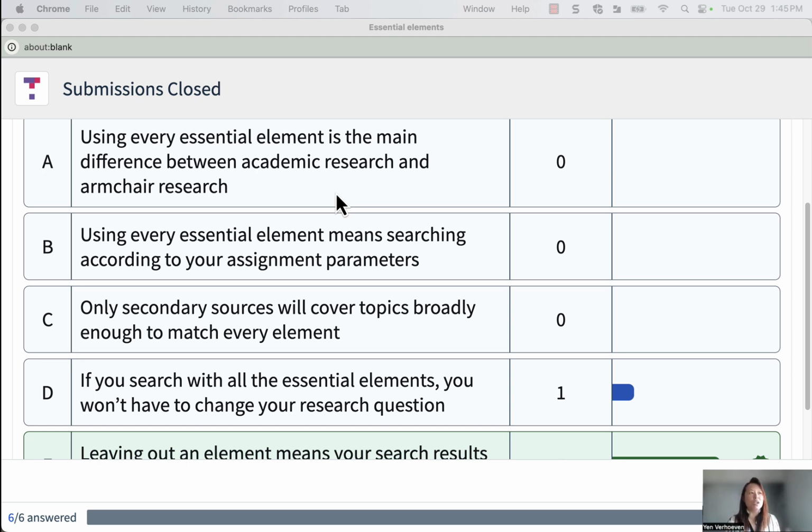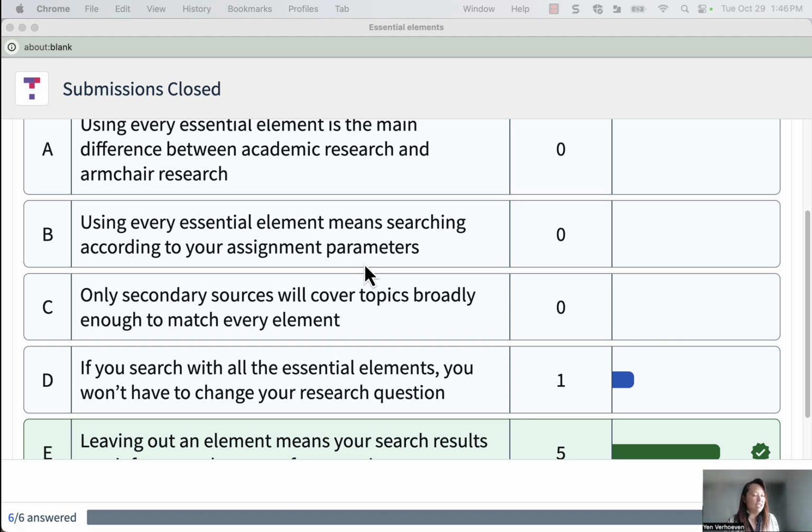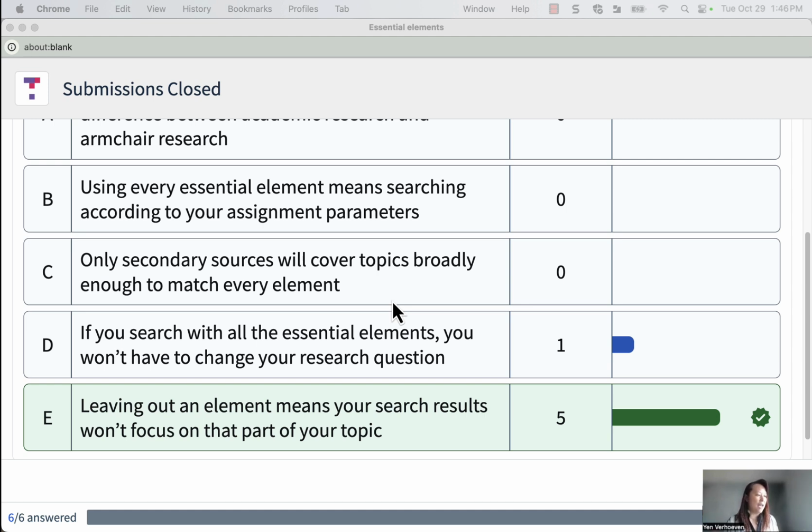Remember, essential elements are basically the key features of your topic that you're studying that help you narrow down the answer, okay? It's like the specific details that you're looking for, okay? B, using every essential element means searching according to your assignment parameters. Yes, your assignment parameters may help you determine what your essential elements are, but using every essential element doesn't necessarily mean you're going to limit to just your assignment parameters, okay? C, only secondary sources will cover topics broadly enough to match every element. I am glad you didn't fall for that, because essential elements will give you both primary and secondary resources, and based on your assignment, they are both appropriate for your research.